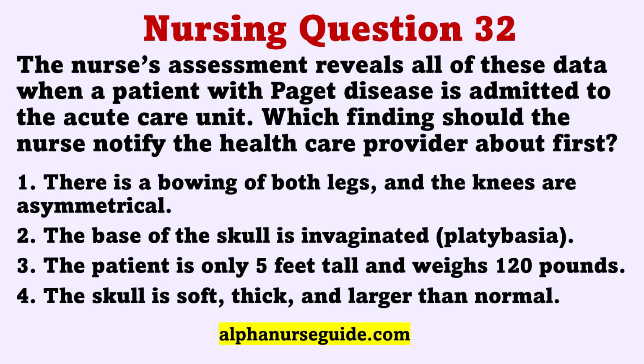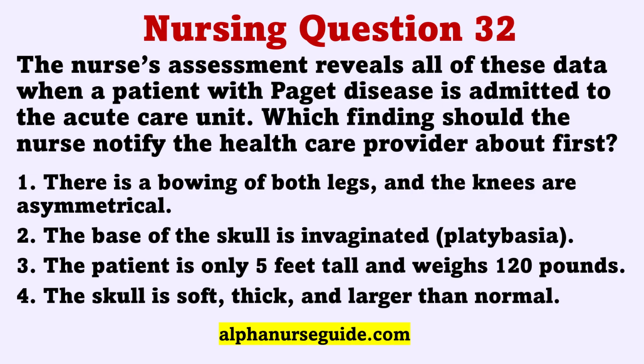The nurse's assessment reveals all of these data when a patient with Paget disease is admitted to the acute care unit. Which findings should the nurse notify the healthcare provider about first? 1. There is a bowing of both legs, and the knees are asymmetrical. 2. The base of the skull is invaginated platybasia. 3. The patient is only 5 feet tall and weighs 120 pounds. 4. The skull is soft, thick, and larger than normal.